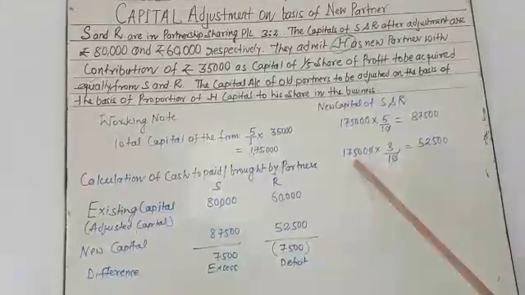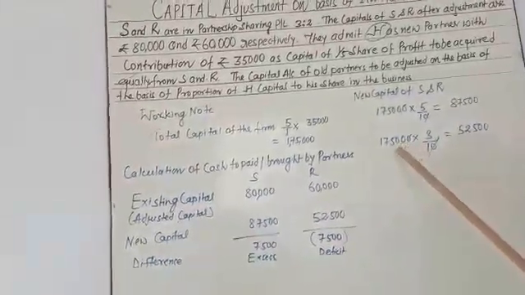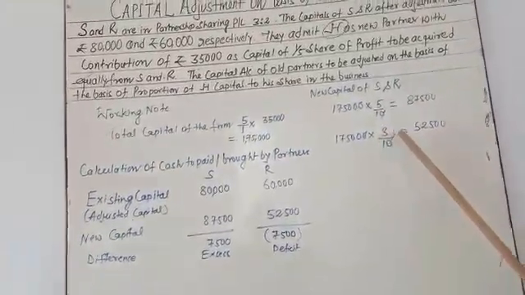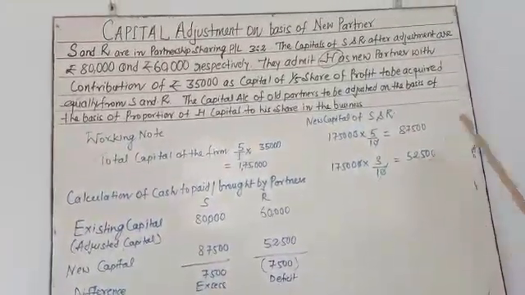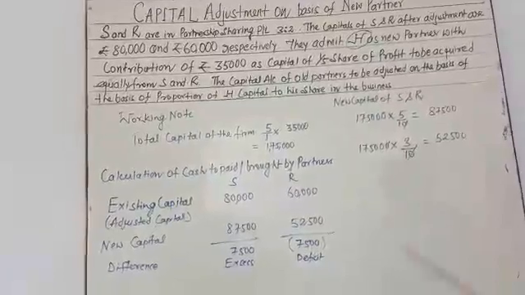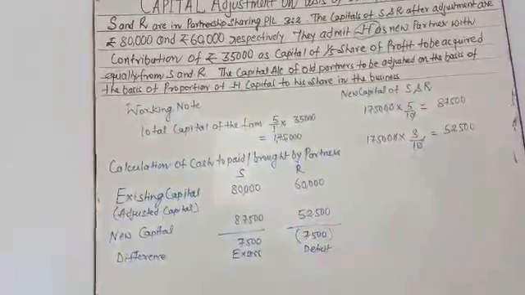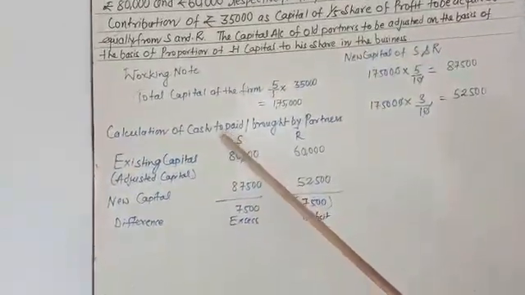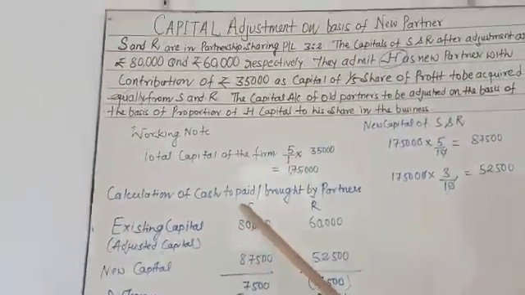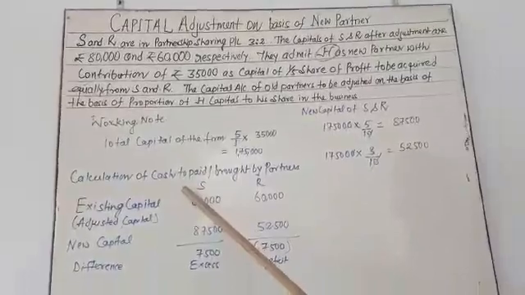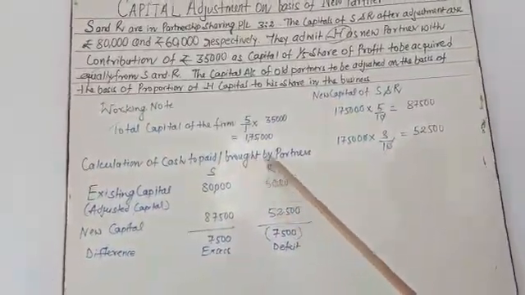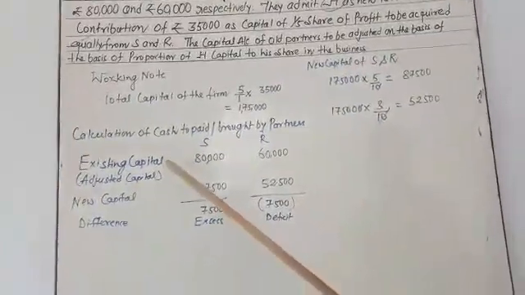In this situation, for R, the capital is 1,75,000, multiplied by R's new share 3 by 10, which is equal to 52,500. Okay, it is correct. But now you have to do one more thing. You calculate the cash to be paid. Means who is going to pay? Means which partner is going to pay the cash, or you can calculate who is going to bring a cash. So you have to do it this way.